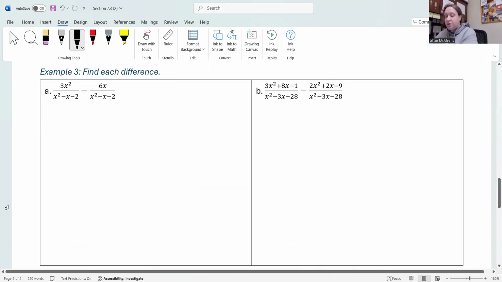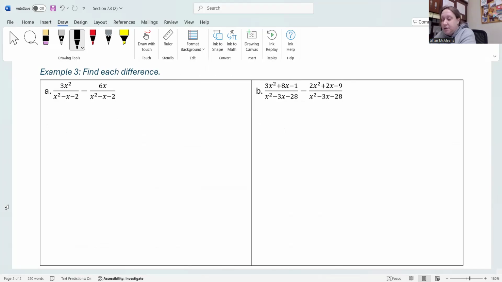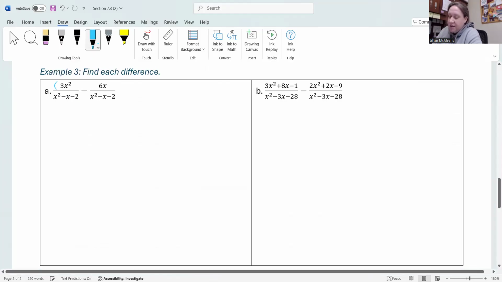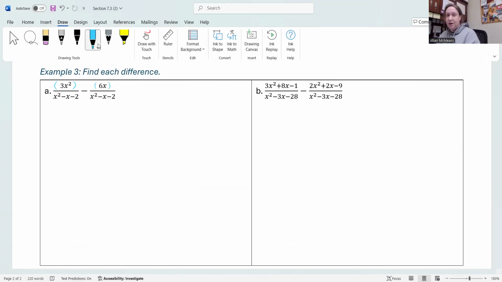So we have 3x squared over x squared minus x minus 2 minus 6x over x squared minus x minus 2. Notice we do have common denominators, so we can proceed. It's not going to be as big a deal here, but you do need to note that it's like this numerator over this numerator. And again, it's not going to be a big deal here. In the second example, making sure your numerators are very distinct is a big deal. So in this case, we can just subtract our numerators.